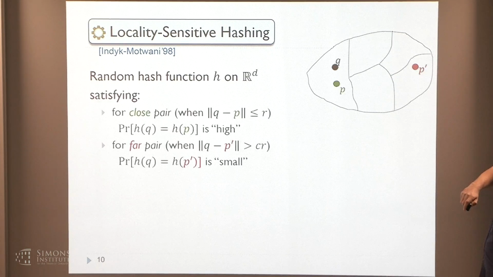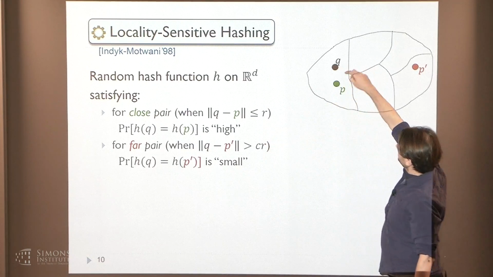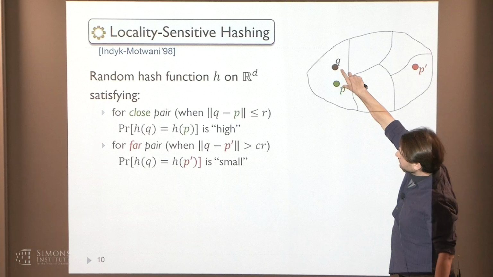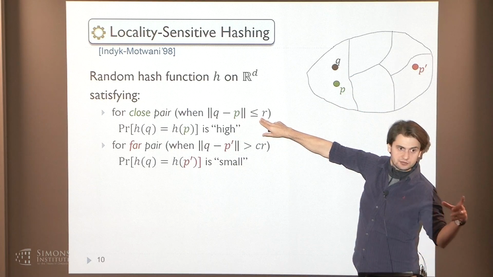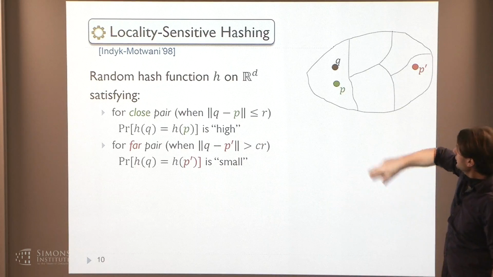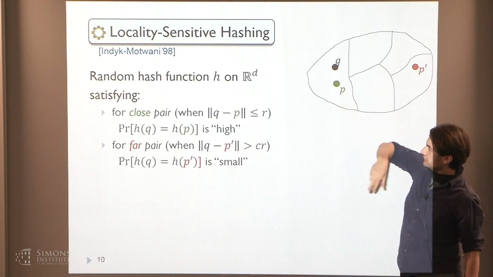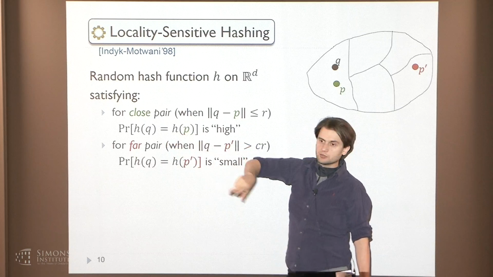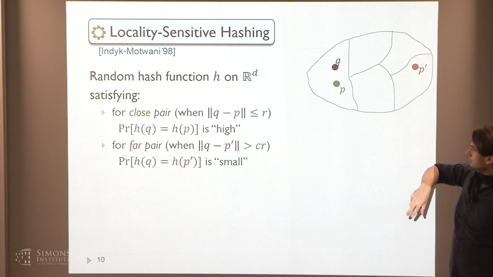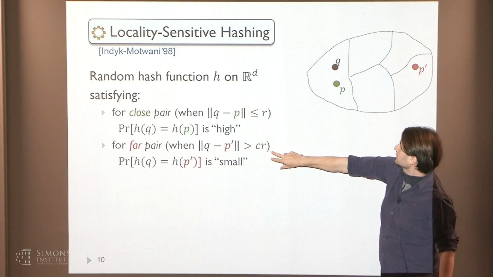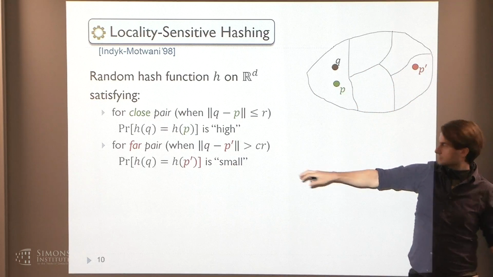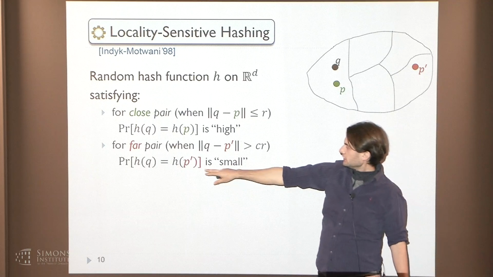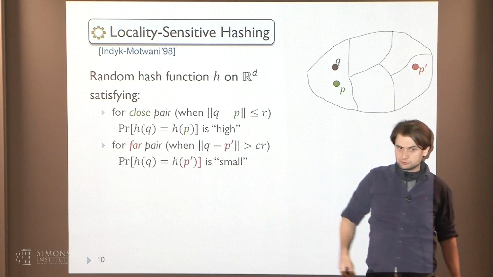Generally what we want is a partition where a close pair, and this is an example of a close pair, formally a pair within distance r, our similarity threshold, has a high probability of being in the same bucket, namely the hash codes are equal. As opposed to a far pair of points, namely q and let's say this p prime, which are at distance more than cr. We want the probability that they collide, have the same hash code, to be small.